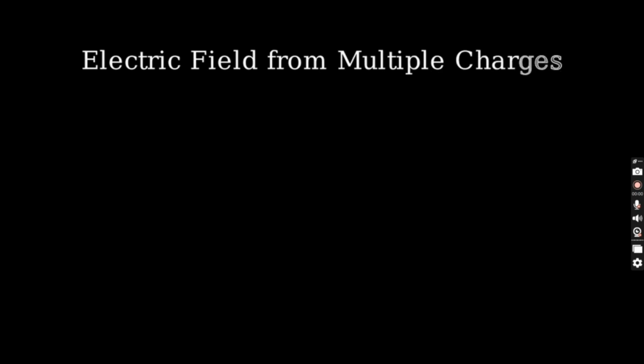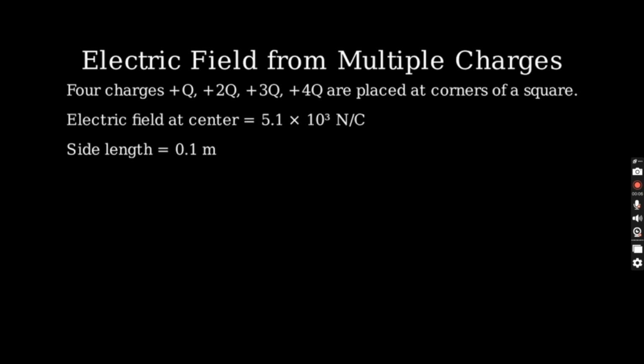Welcome. Today we'll solve a problem involving electric fields from multiple charges arranged in a square. We have 4 charges, Q, 2Q, 3Q, and 4Q placed at the corners of a square with side length 0.1 meters. We need to find Q given that the electric field at the center is 5.1 times 10 to the 3rd newtons per coulomb. Let's start by drawing our square.